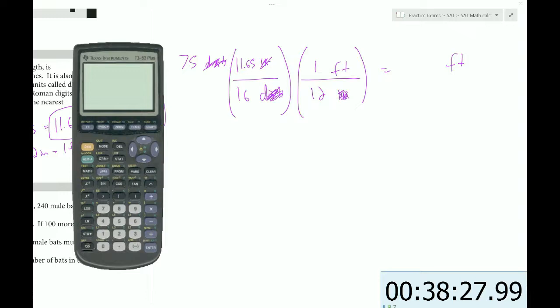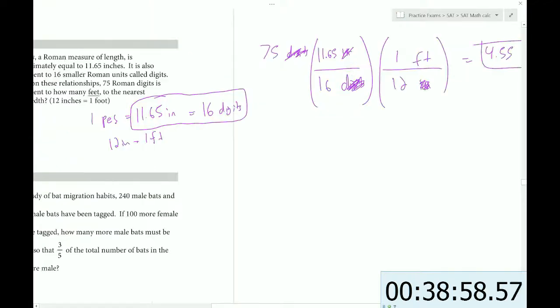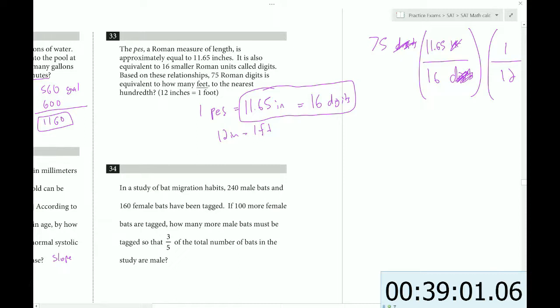So here we have 75 times 11.65 times 1. I'll just do the whole numerator first. And then we've got to divide by 16, and we also have to divide by 12. Notice how I do those separately, otherwise you might get a wrong answer. So yeah, we end up with 4.55 feet. Yeah, 4.55.